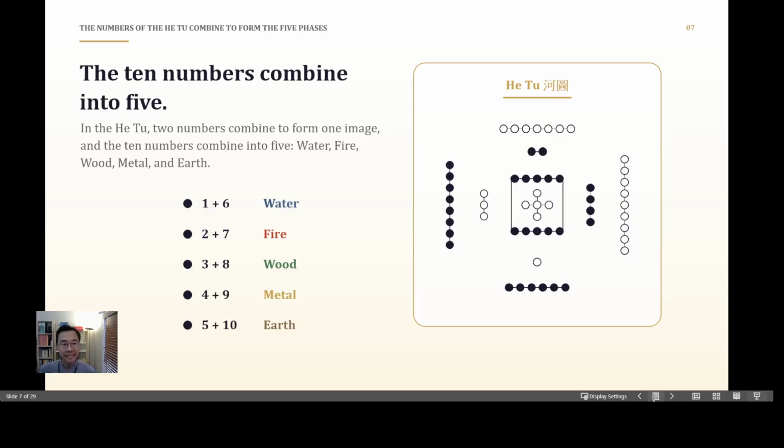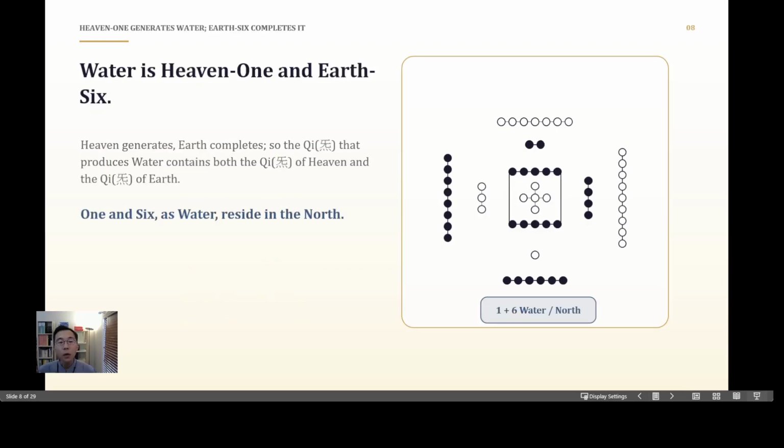1 and 6 represent water. 2 and 7 represent fire. 3 and 8 represent wood. 4 and 9 represent metal. 5 and 10 represent earth. Let's link those 5 elements with 河图.